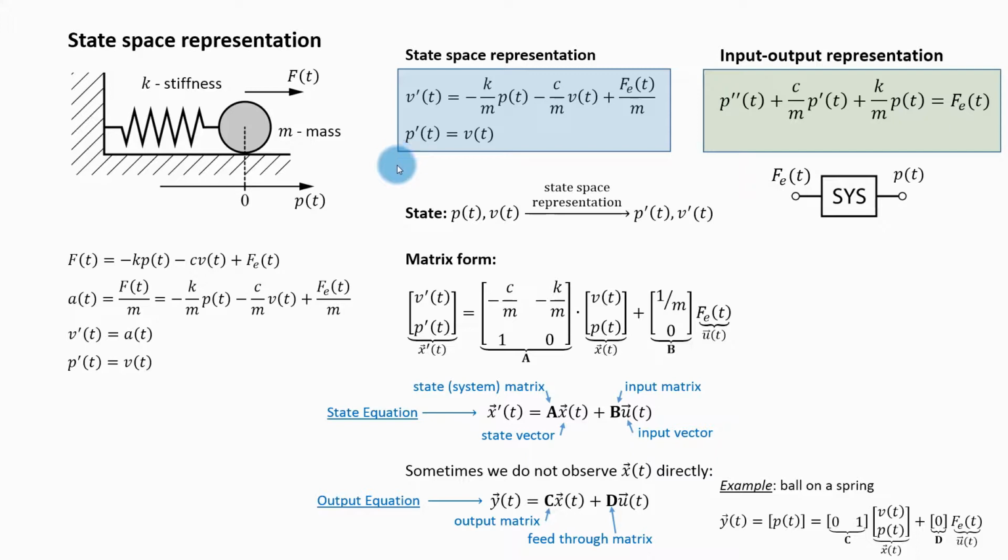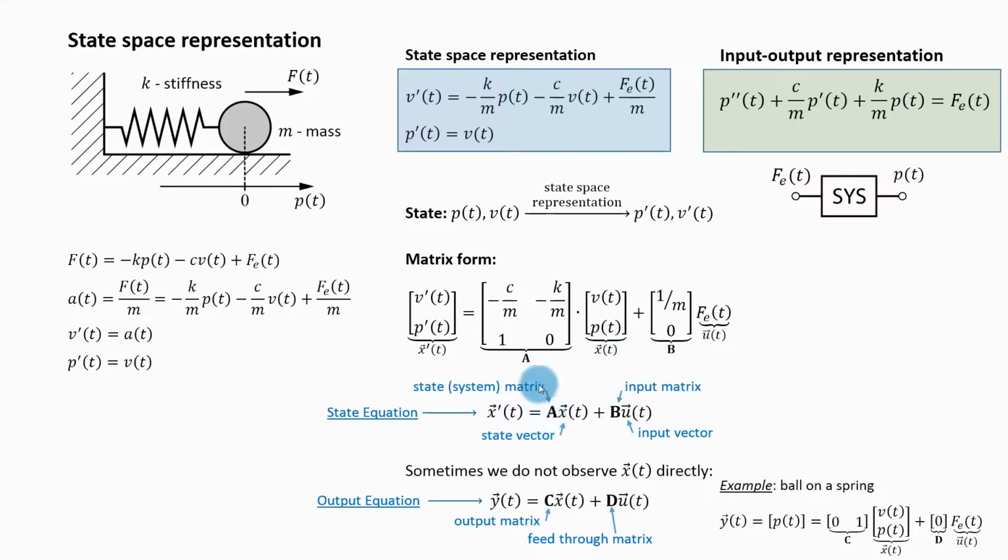Very often we express the state space representation in a matrix form. This system of equations can be expressed in the matrix form like this. Here you can see that I have separated the state variables, the velocity and the position, and the external force, which I will consider to be the input to my system. Concisely, we can write it like this. This x is the vector of state variables, and we call it the state vector.